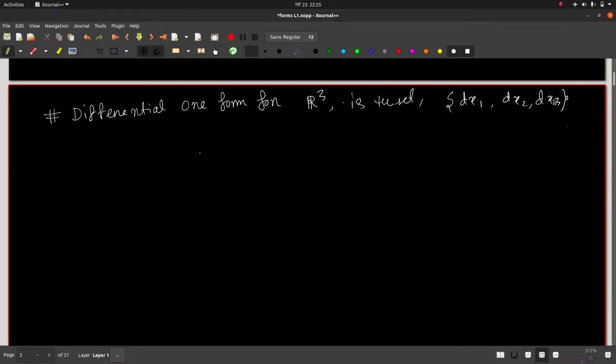Another hand-waving way of knowing that this is indeed a form is to count how many d's are there. You have some variables or coordinates and how many d's are there. It has only one d, so people call it a one form or a differential one form. But that's just a hand-waving way of remembering things, not the correct rigorous definition. Okay, so keep that in mind.